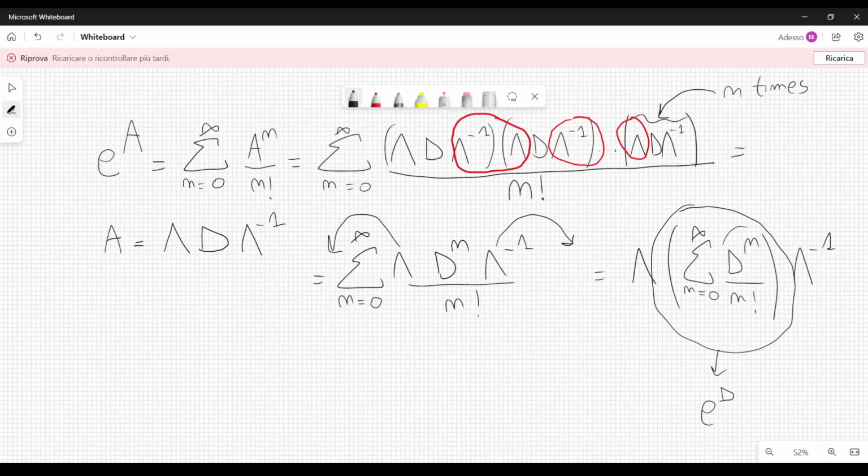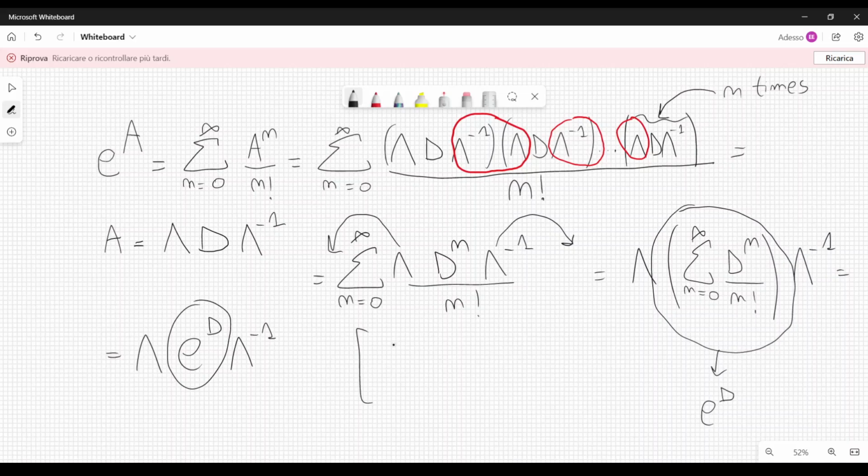And in here you can see that I simply have to multiply diagonal matrices, and that's very easy, because I simply have to multiply the terms on the diagonal with the terms of the diagonal here. So this term will multiply this one, and this term will multiply this one, and these products will be very easy to calculate. So I can write e to the A like this, lambda times e to the D times lambda to the minus 1, so lambda inverse. And e to the D is very easy to calculate.